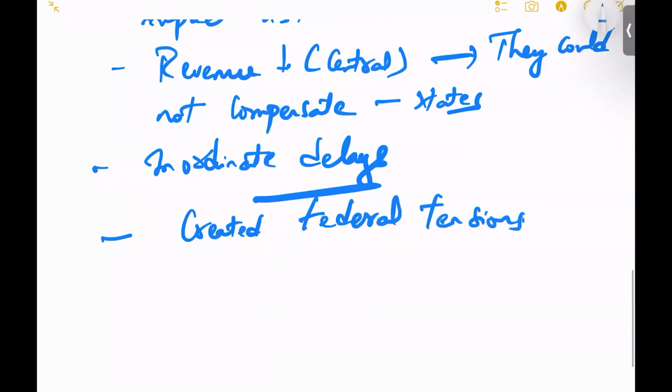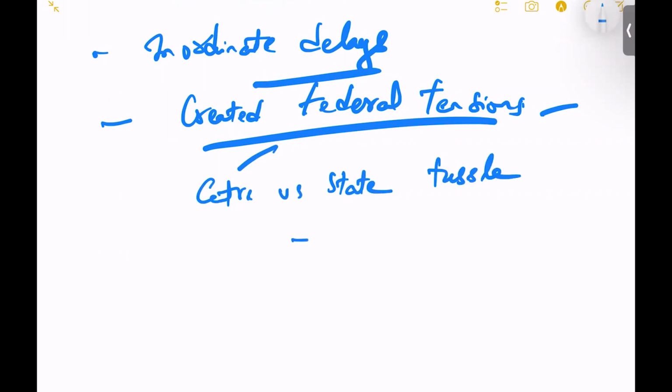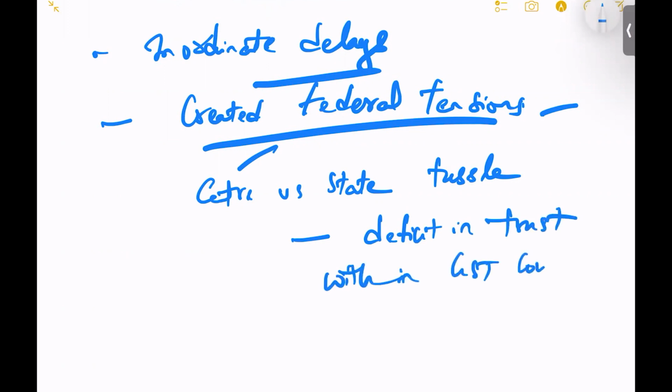So what is the last part of the question? How this created federal tensions? These are the issues which created federal tensions, because there was a center versus state tussle going on. There was a kind of deficit in trust within the GST Council, which is a constitutional, statutory body. So all these issues were there.